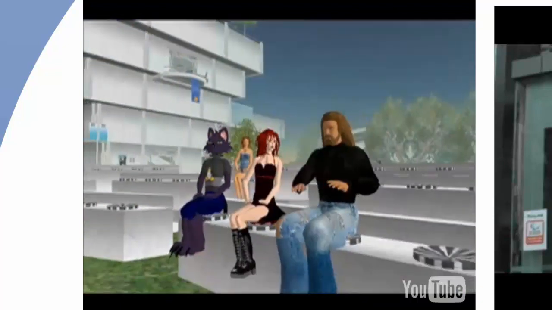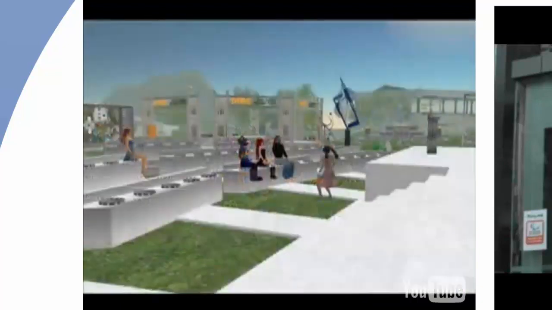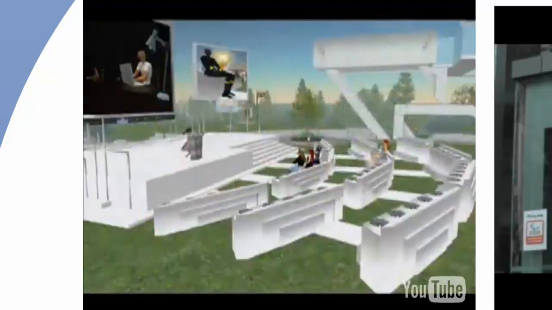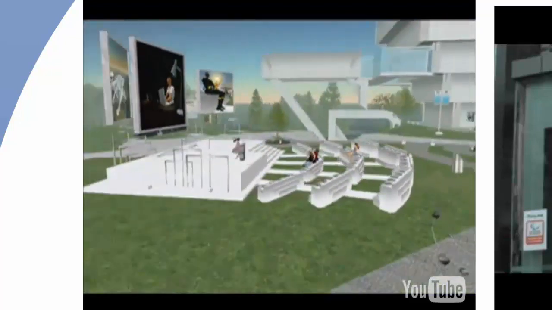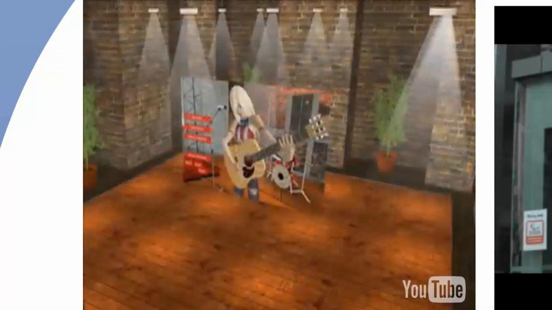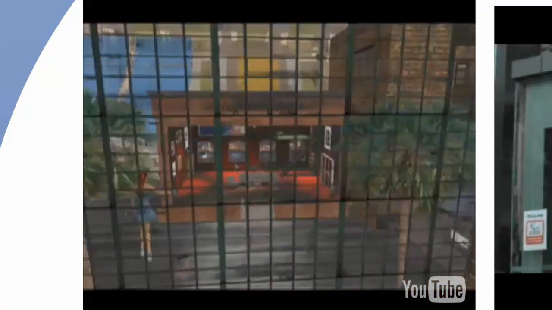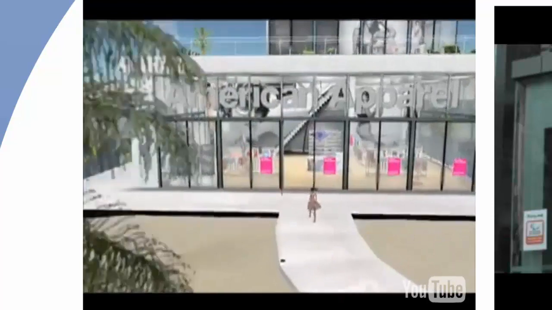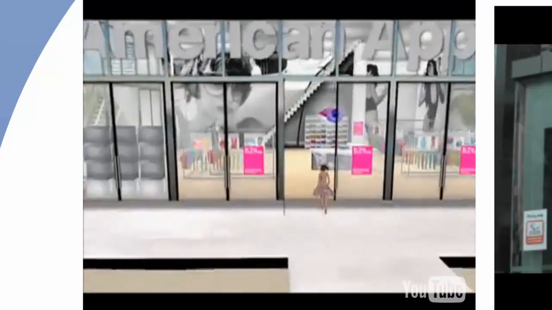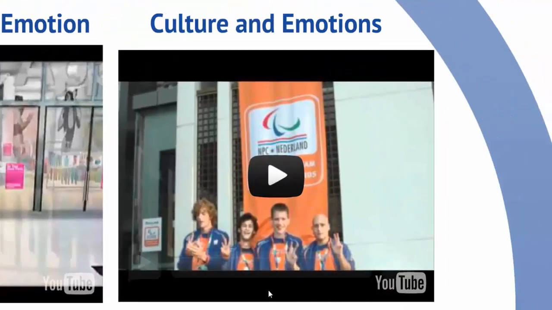So think about this. How would the presence of avatars and the lack of face-to-face contact change our emotional response to each other? Or does it change at all? Does the online environment make people feel safer to express their emotions? Are they more free to be themselves in an online environment? We'll talk about this in tutorial.